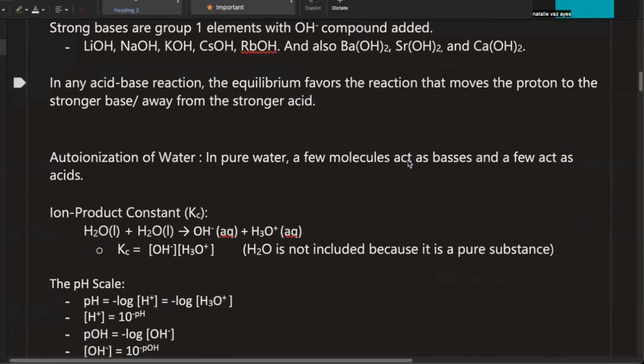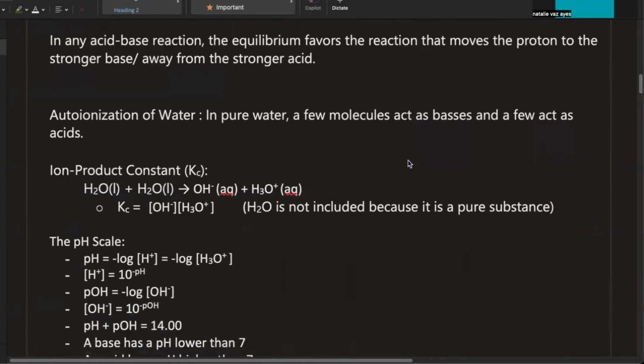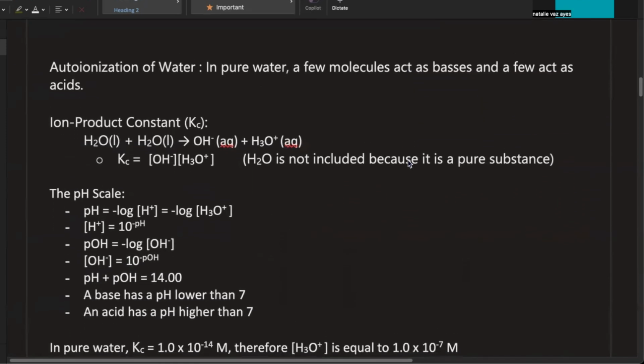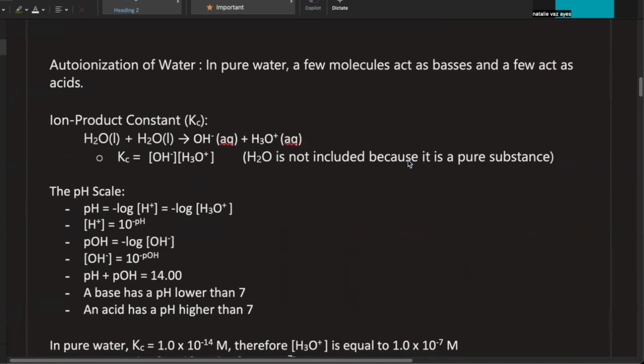Next, we're looking at autoionization of water. In pure water, a few molecules act as bases and a few act as acids. Now we're looking at the ion product constant. So that's going to be Kc. When we're looking at how we write the expression for Kc for this specific equation, we're going to put products over reactants.